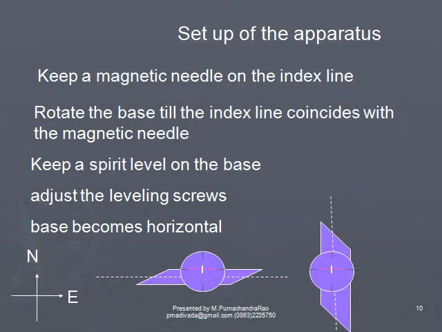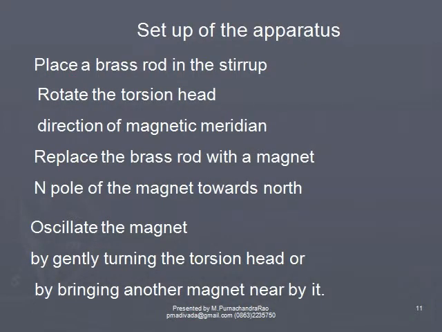Then place a brass rod in the stirrup. Rotate the torsion head till the brass rod sets in the direction of the magnetic meridian. By doing so, the twist in the thread is removed.